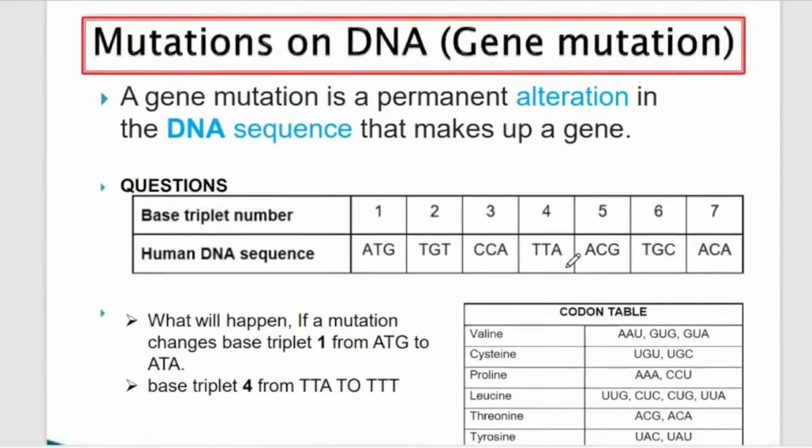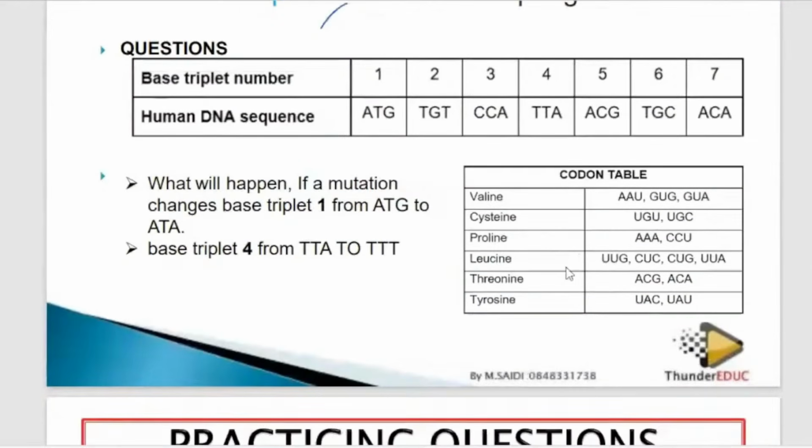Guys, let's answer this question: what will happen if a mutation changes triplet number 1? Triplet number 1, it's this. From this to this, it means that this has been changed. Is it clear? You changed G to A.